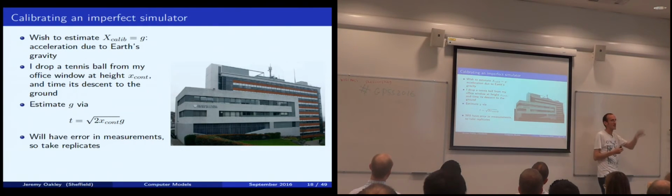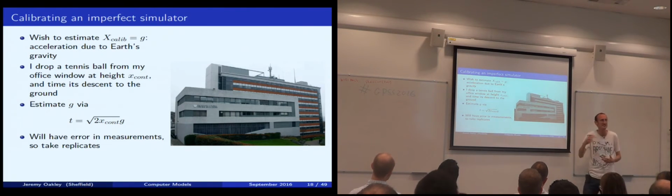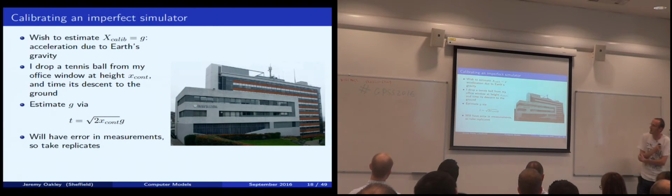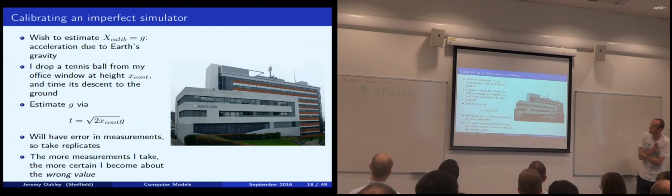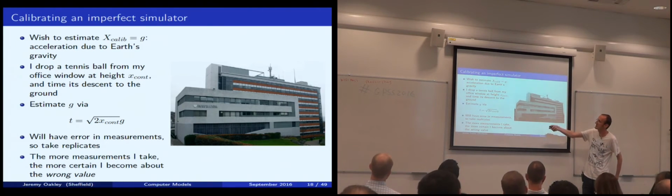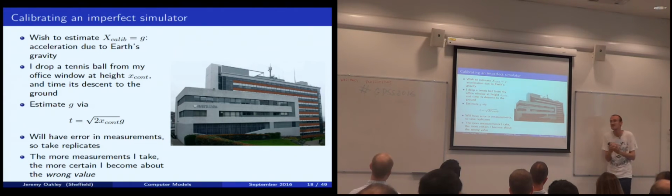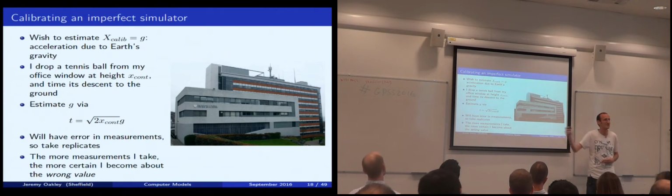Now, I suppose that as I'm dropping the tennis ball and recording it, I can't record those times perfectly, so I'm going to take replicates. I'm going to keep repeating the experiment, keep taking the measurement, and that should eliminate the error. What's going to happen is, because the model that I'm using to calibrate, to infer what that g is, is wrong, it's not a perfect description. I haven't factored in air resistance. I'm going to calibrate to the wrong value of g.